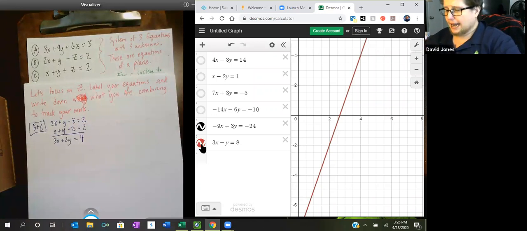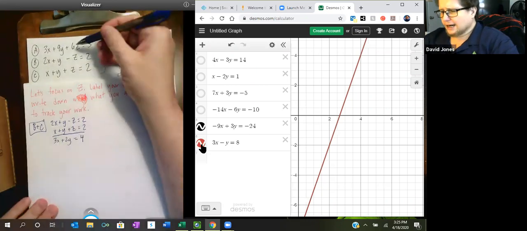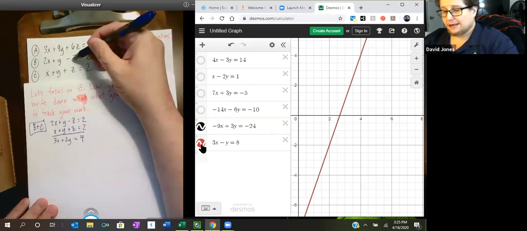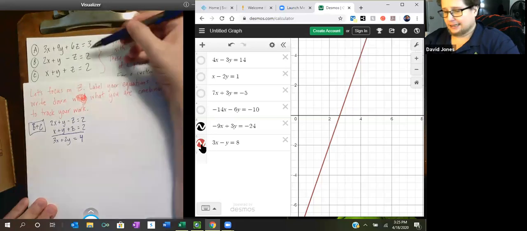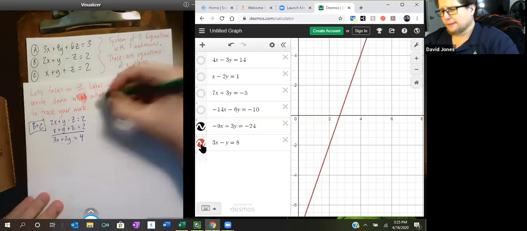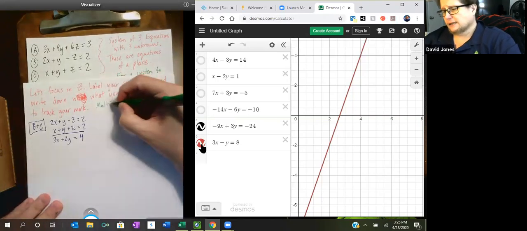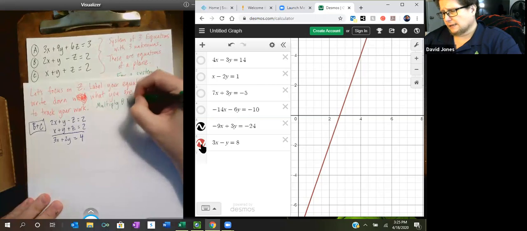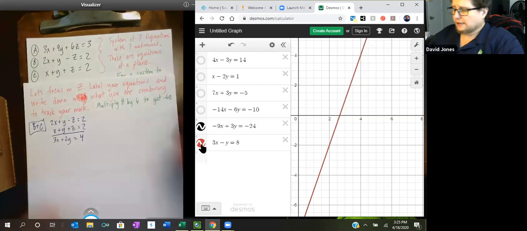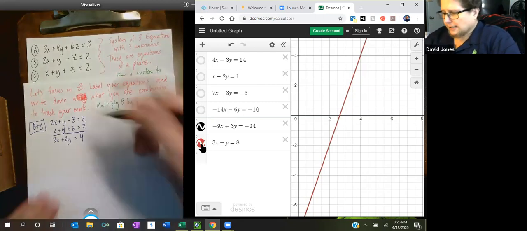Now I need to use A. So I'm going to use A, and right now A's got a coefficient of 6. B's already got a negative sign, so if I multiply B by 6, I should end up with a negative 6z. Do you guys see that? So multiply B by 6 to get negative 6z. So that's what I'm doing here. And then I'm going to add those two.